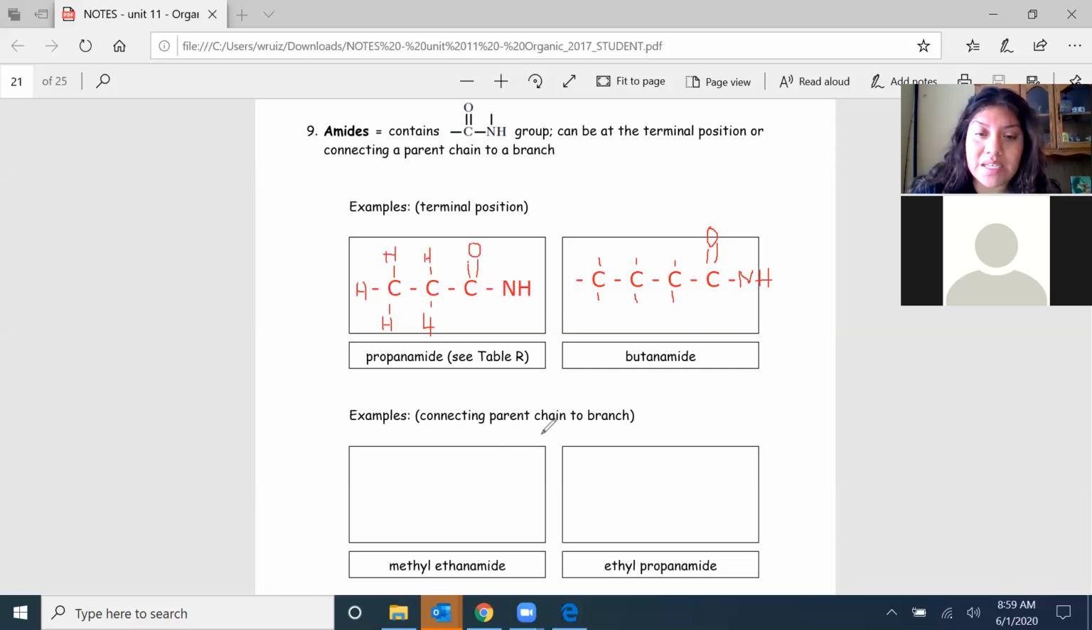Or sometimes they're going to connect a parent chain to a branch. So methyl ethanamide, that means they're going to have 2 parts. They're going to have the methyl part, methyl, which means 1 carbon, and then they will connect things. So this is where I think it might get a little confusing. So here's the way they connect things. They have this carbon, and they have this.